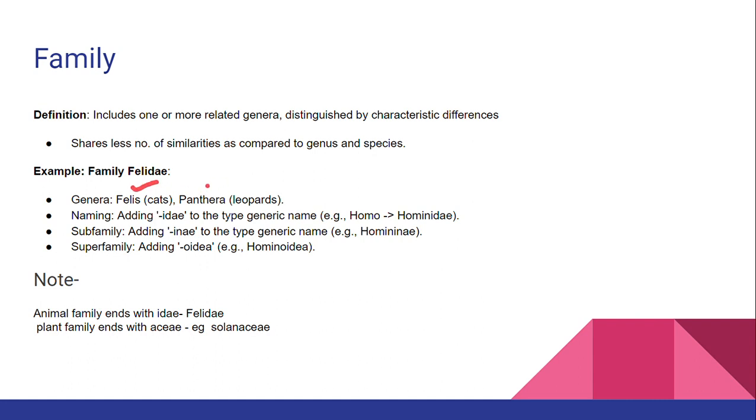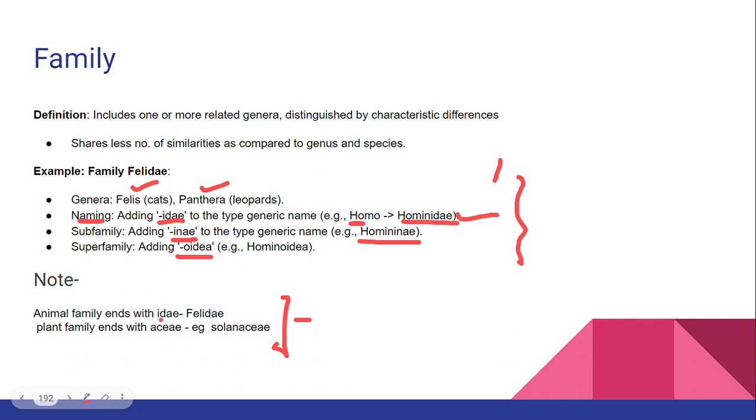Right? Now, something is given in your textbook which you have to remember. Genera over here is Felis. Panthera is again a genus. Now, how do we write the naming for the family? You have to add IDAE to your genus. For example, I have taken Homo. If you add IDAE, it will become Hominidae. That is the family for human, right? For subfamily, you are supposed to add INAE, so over here it will become Homininae. For superfamily, you have to add OIDEA. These three are given in your textbook, so you are supposed to write them.